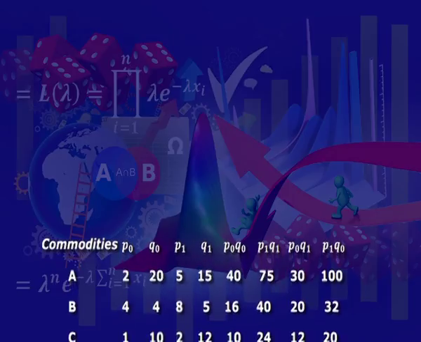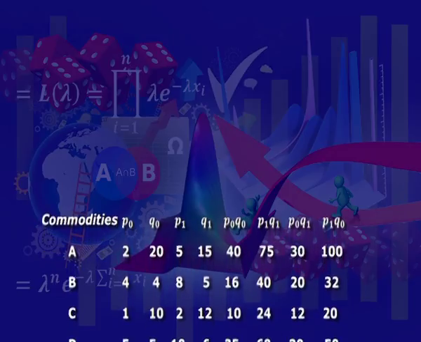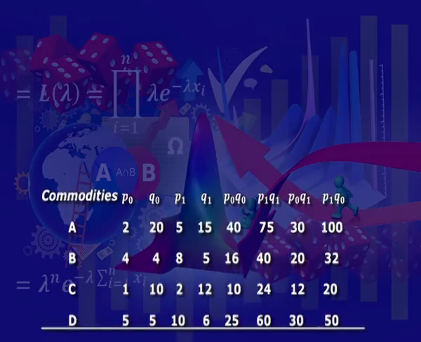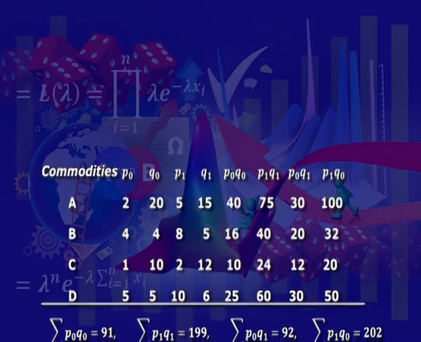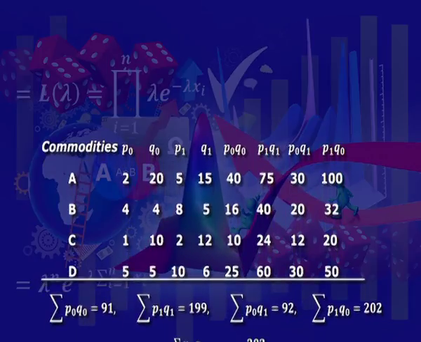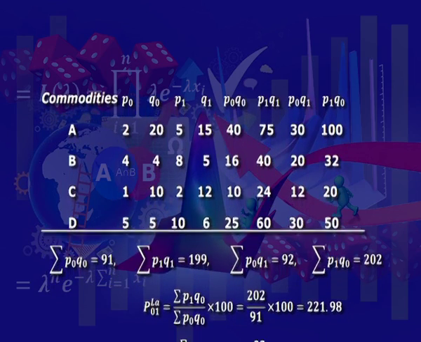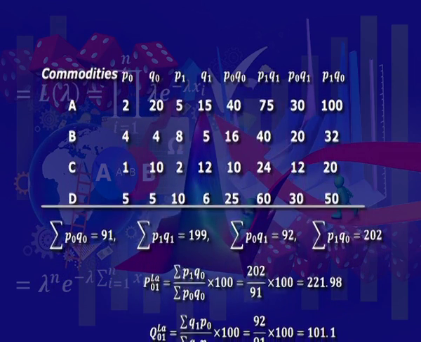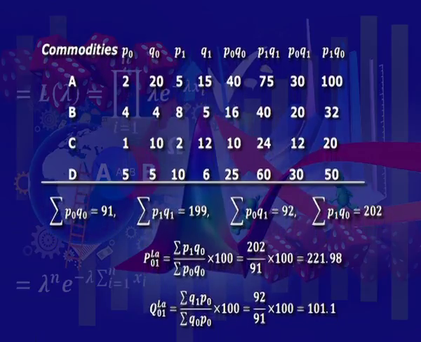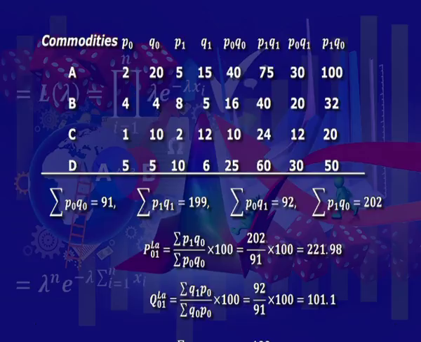See, the first column is commodities A, B, C, D. The second column is the price for base year. The third column is the quantity for the base year. The fourth column is the price for current year. The fifth column is the quantity for the current year, and then the next columns indicate P0 into Q0, P1 into Q1, P0 into Q1 and P1 into Q0. From the earlier table, we can calculate summation P0Q0 equal to 91, summation P1Q1 equal to 199, summation P0Q1 equal to 92 and summation P1Q0 equal to 202.